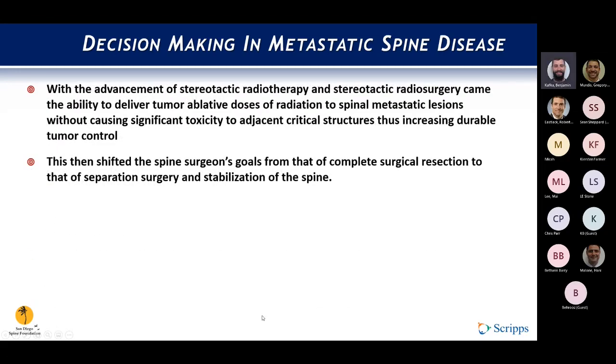And so that led to the development of stereotactic radiotherapy and radiosurgery, which allowed radiation oncologists to deliver tumor-killing doses of radiation to spine metastases, but they did have trouble delivering these doses to tumors that closely abutted the spinal cord, and it did nothing to address the underlying spinal instability. And so then this led to another paradigm shift where the surgeon's goals now are to create space for the radiation oncologist and to stabilize the spine.